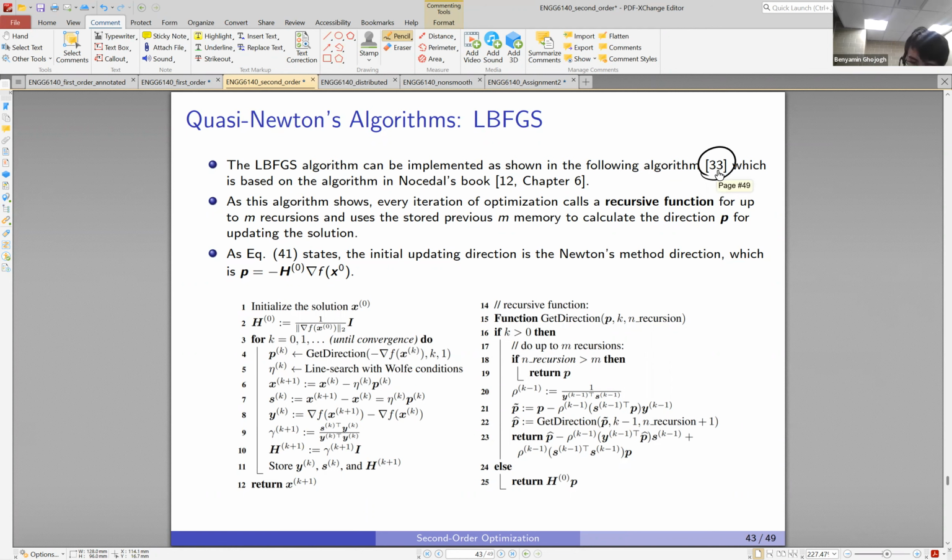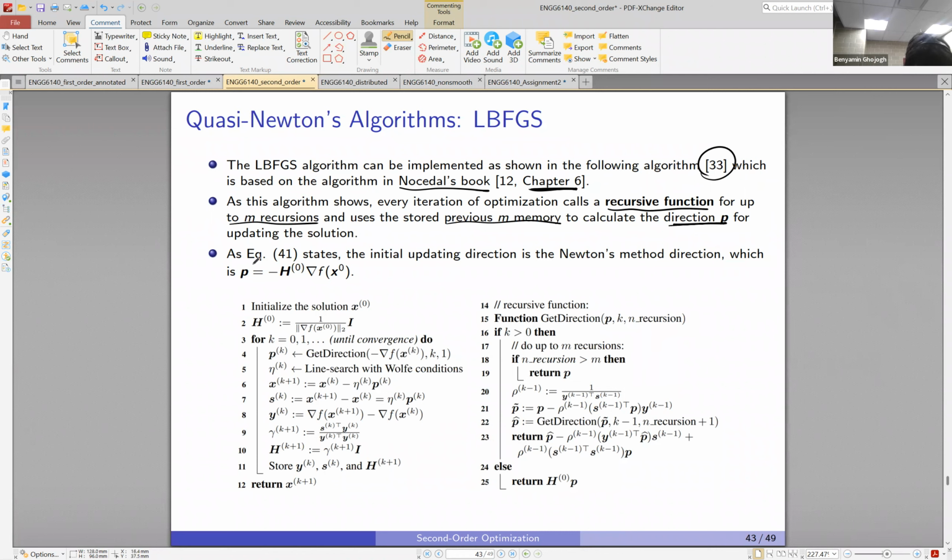Reshad Hosseini is at the University of Tehran, and Suvrit Sra is at MIT. That algorithm itself is based on the algorithm in Nocedal's book, in chapter 6. So here, as this algorithm shows, every iteration of optimization calls a recursive function for up to m recursions and uses the stored previous m memory to calculate the direction p, or for updating the solution.